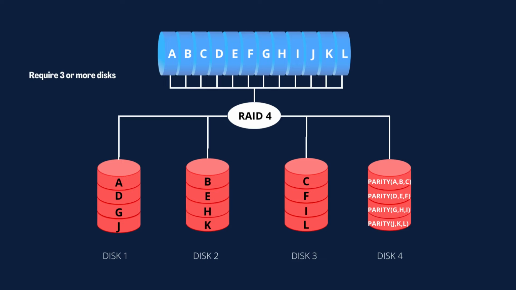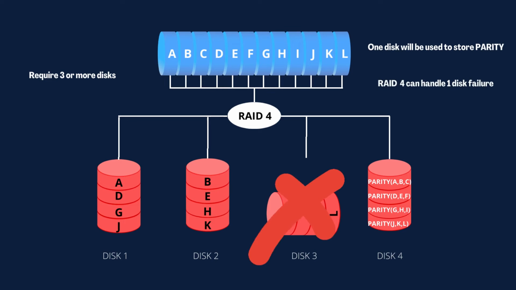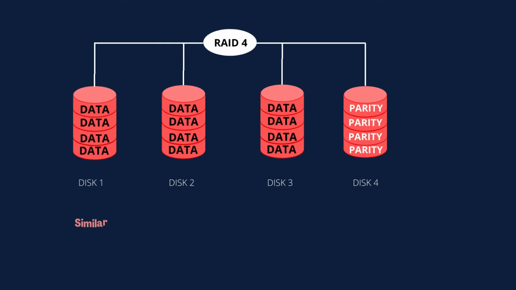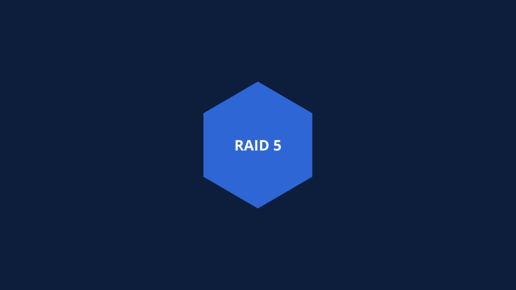For RAID 4, we require 3 or more disks, where one disk will be used to store parity. Let's say we use 4 disks. If a disk fails, RAID 4 can handle one disk failure. We have to replace the failed disk with a new one, and RAID 4 will use the disk content parity to rebuild the data for the failed disk. RAID 4 performance is similar to RAID 0 for read and significantly lower than single disk for write.